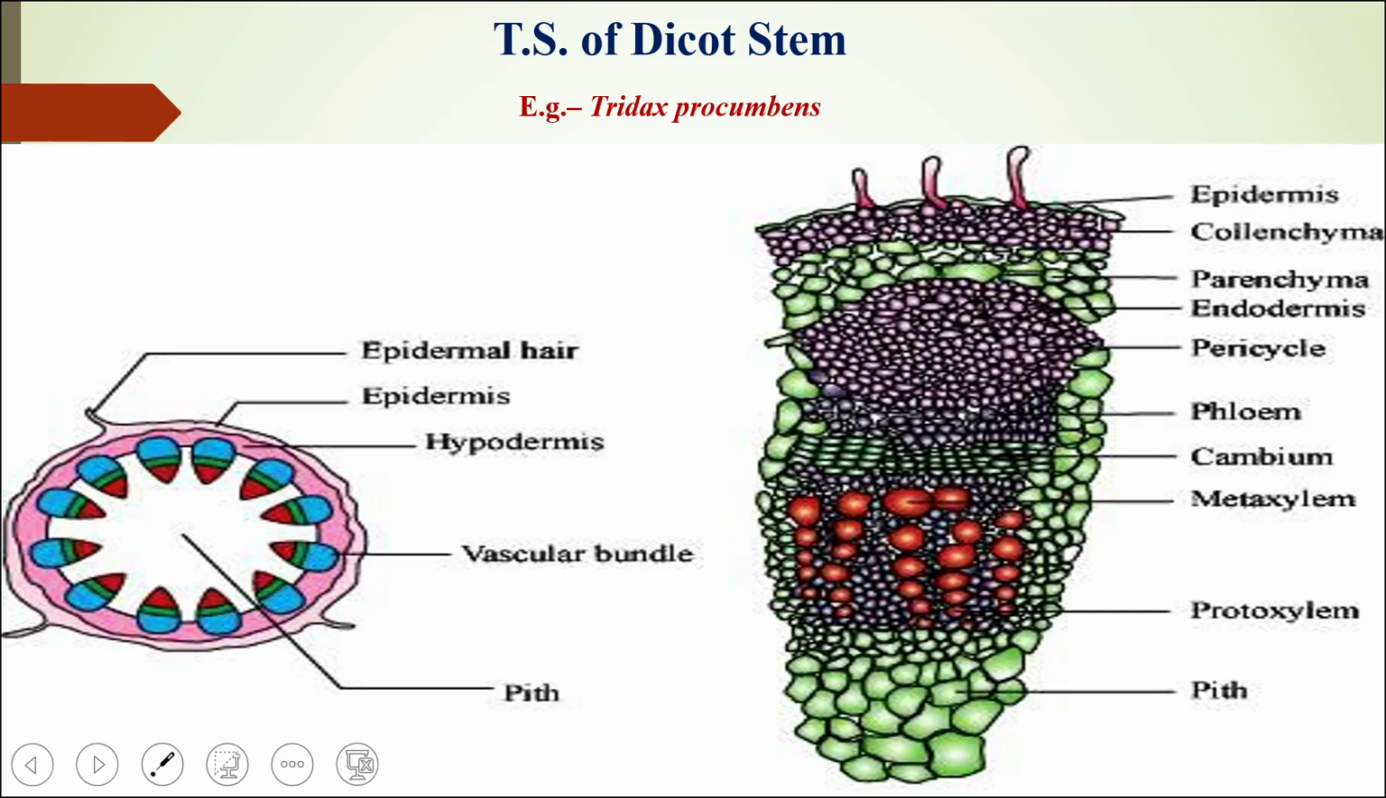Endarch means the protoxylem is facing towards the inner side, so it is the endarch nature of the vascular bundle. And cambium is present, so it is an open type. This is the cambium, present in between the xylem and the phloem. Just above the cambium, the primary phloem is present, and just below, the xylem is present. And the last part is the medulla portion, which is fully made up of parenchymatous cells. It gives mechanical strength.